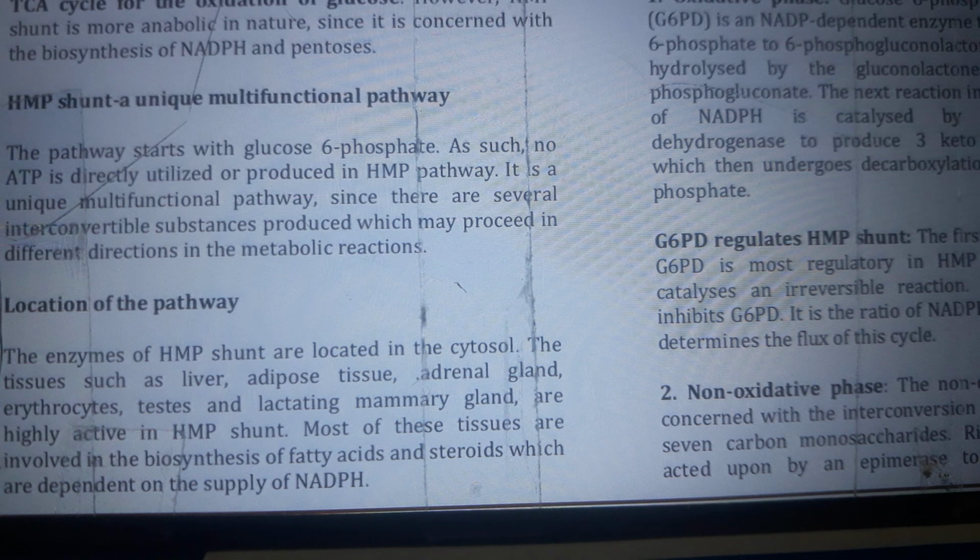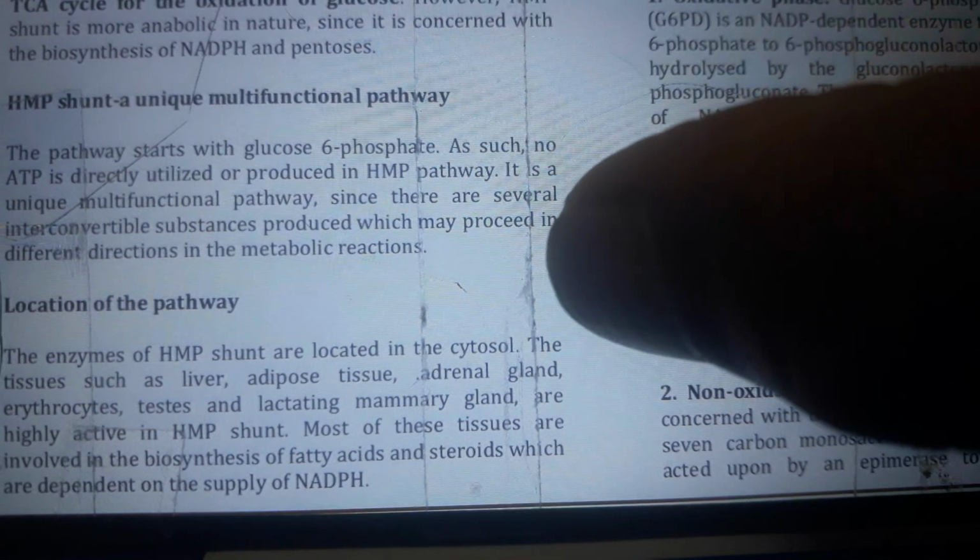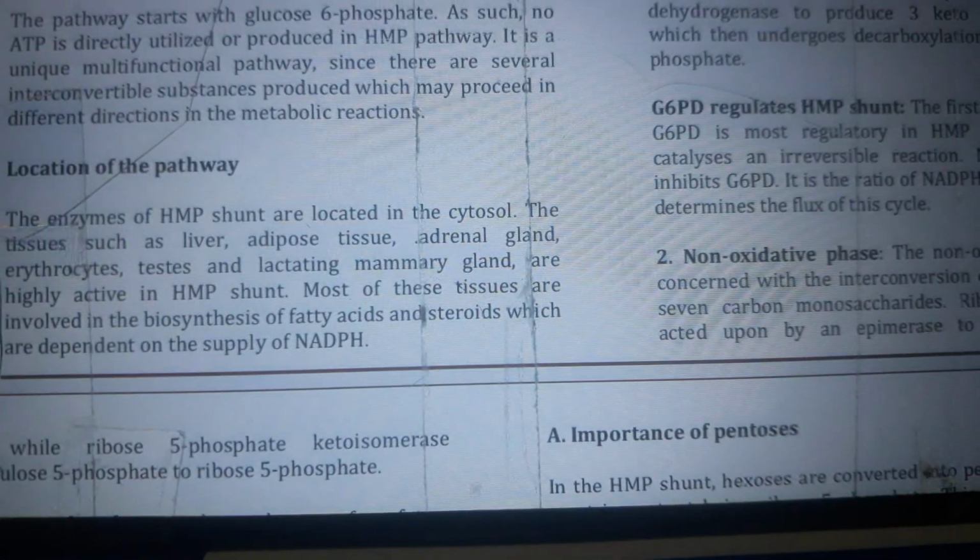HMP shunt, a unique multifunctional pathway. The pathway starts with glucose 6-phosphate. As such, no ATP is directly utilized or produced in HMP pathway. It is a unique multifunctional pathway since there are several interconvertible substances produced which may proceed in different directions in the metabolic reactions.